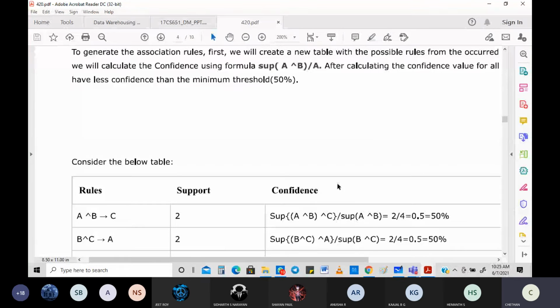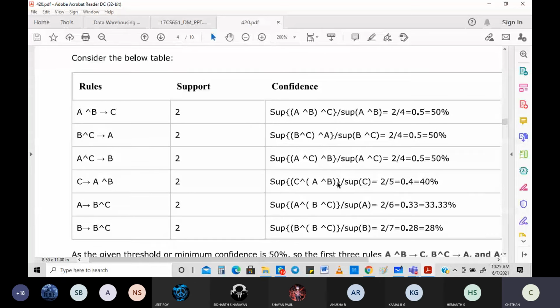And for that, if you take into consideration, this is what you are going to get. What is it? A and B coming together along with C. The meaning of this is, be careful, keep this in mind: A and B coming together along with C. What is the support count that you have? The support we have taken is nothing but 2 itself. So what is the value that you are going to get? A and B coming together along with C: 2 out of 4, which is nothing but 0.5, which is nothing but 50%.